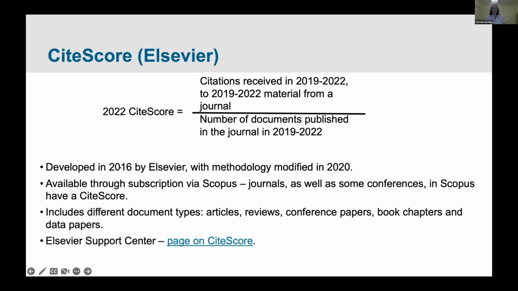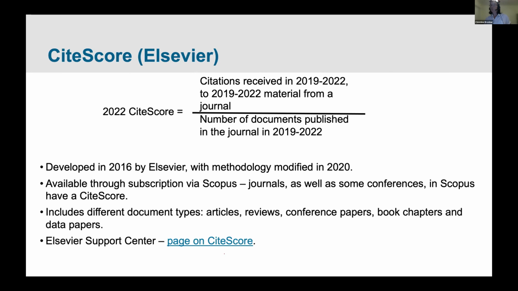It was developed by Elsevier in 2016. They had a more or less major methodology change in 2020, and it seems to be pretty stable since then. It's also available through subscription via Scopus. I saw that journals have a CiteScore, and there are also some conferences that do have a CiteScore. I guess it's conferences that come back every year, but some conferences also don't have a CiteScore. It includes different types of documents: article reviews, conference papers, book chapters, and so on.